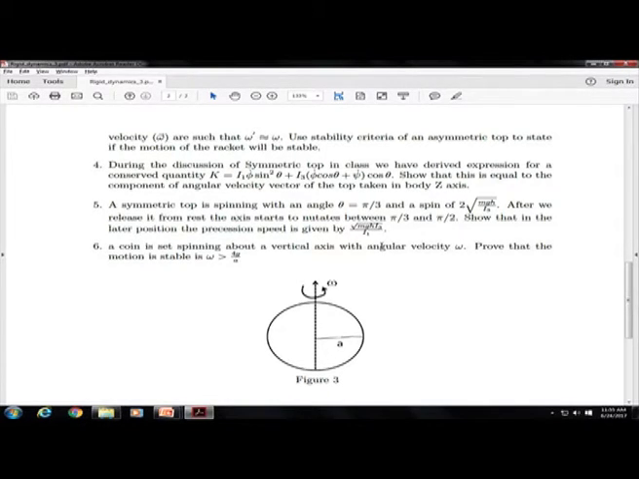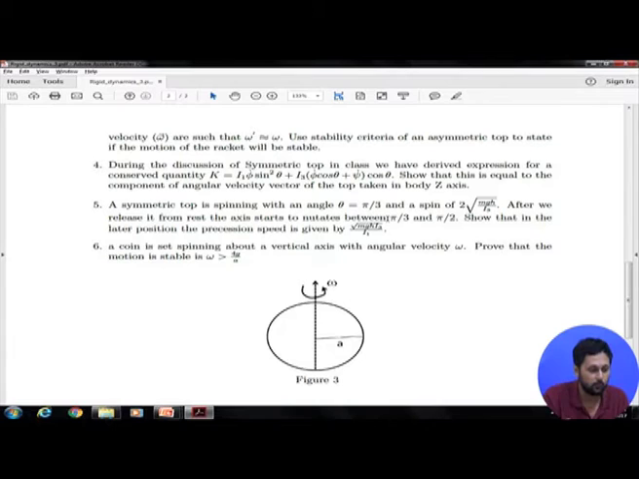Now, you have to be careful in order to solve this problem. It seems like initially that there is not sufficient information given, but let me tell you, sufficient information is given here. Look at this. Your initial release position is theta equal to pi by 3 and the top nutates between pi by 3 and pi by 2. So, that means your initial release position coincides with the upper limit of the nutation motion. So, that means u0 is equal to u1.